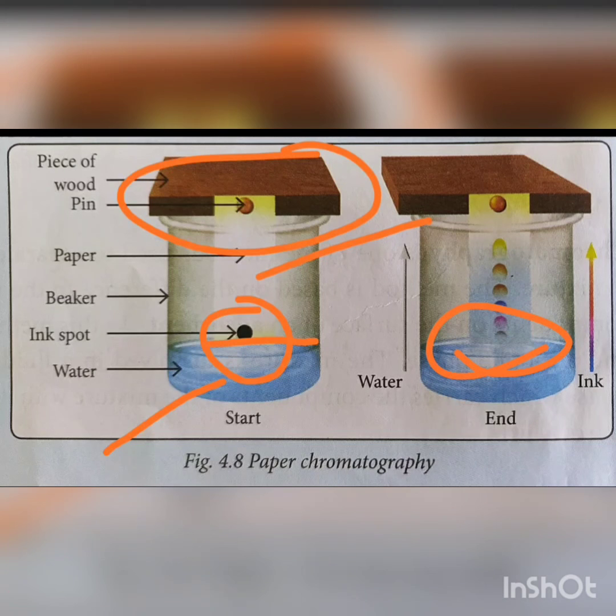We will make sure that the water level is below the ink spot, or else the ink will just run off into the water. The water will start traveling up the filter paper. When the water reaches the top of the paper, remove the strip from the beaker and let it dry on a paper plate. We will observe a series of colors on the strip, which are the component colors in the ink of the black marker pen. So this way the different colors of the marker pen are separated using paper chromatography.